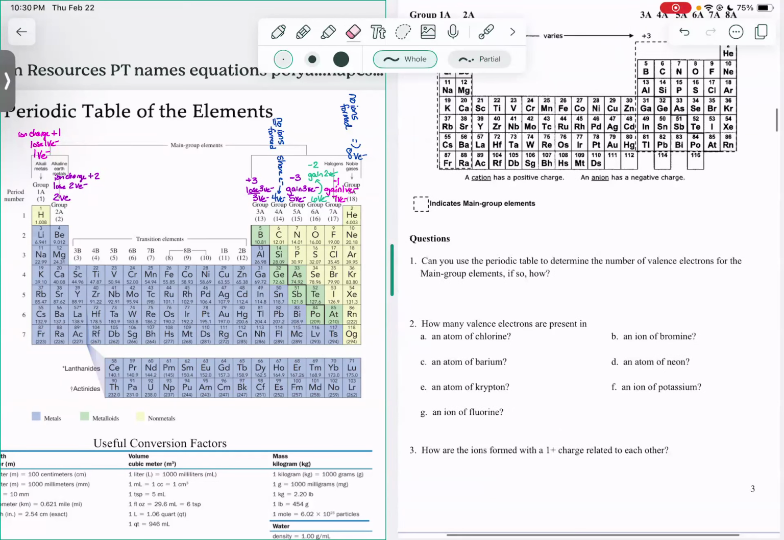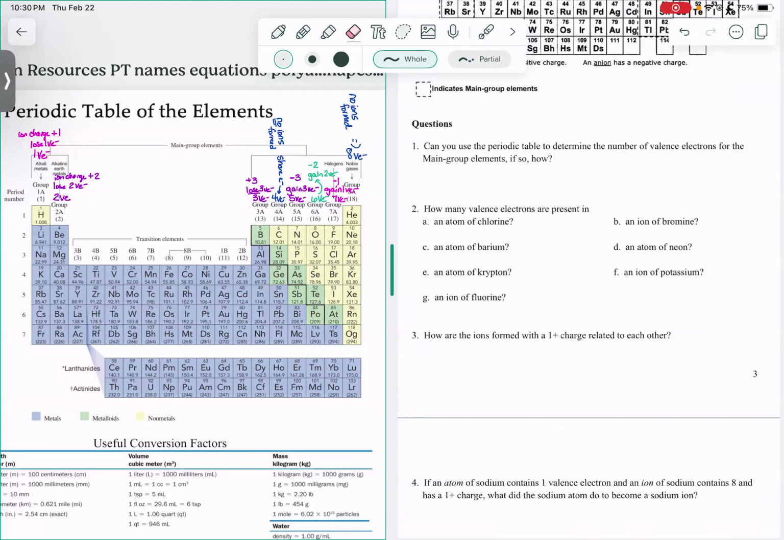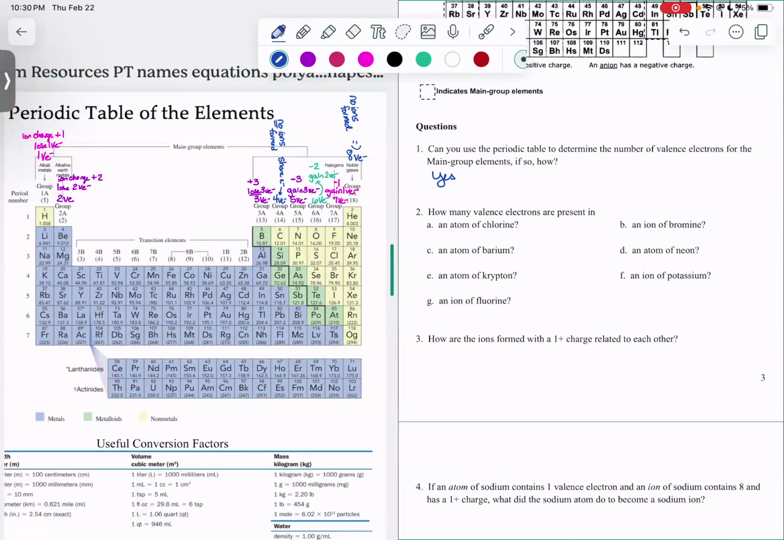Okay, so can we use the periodic table to determine the number of valence electrons for main group elements, and if so, how? Well, yes, we can. Absolutely. And if you remember from the last video, our group number is actually equal to the number of valence electrons. But that just tells us our number of valence electrons. And so there's kind of 3 scenarios that are going to happen.